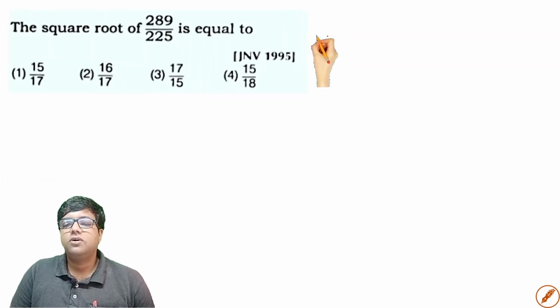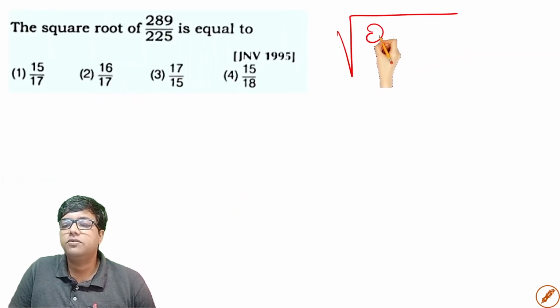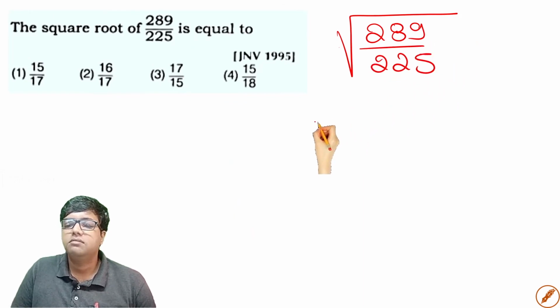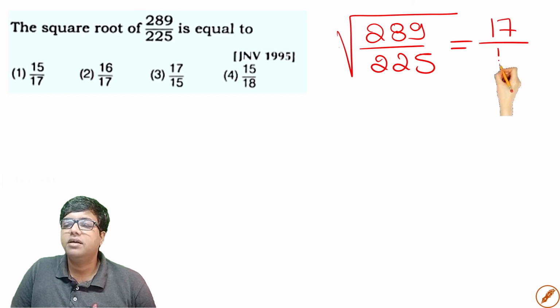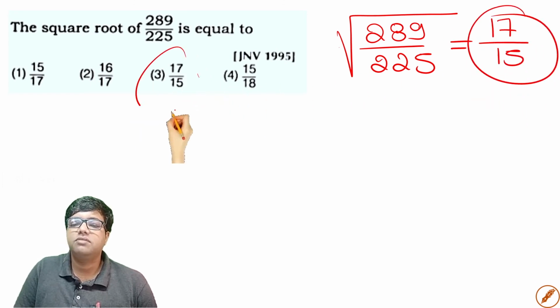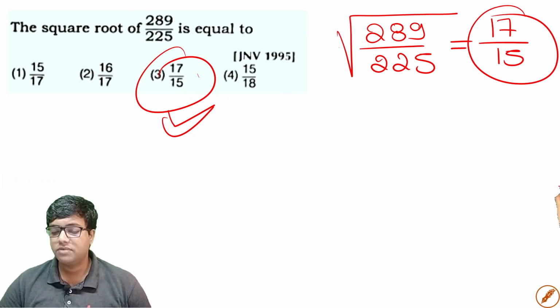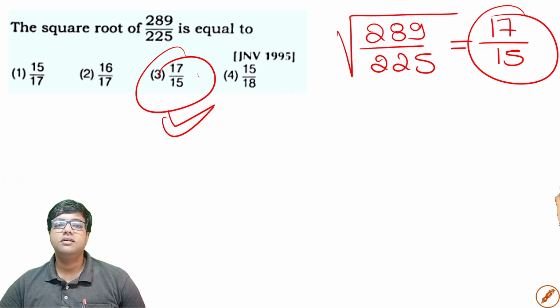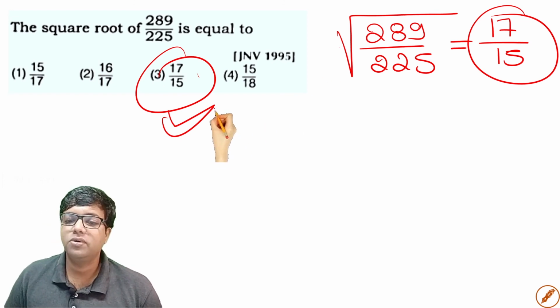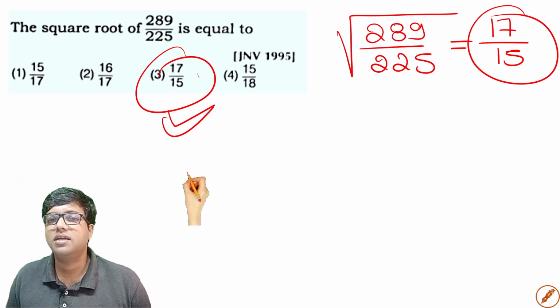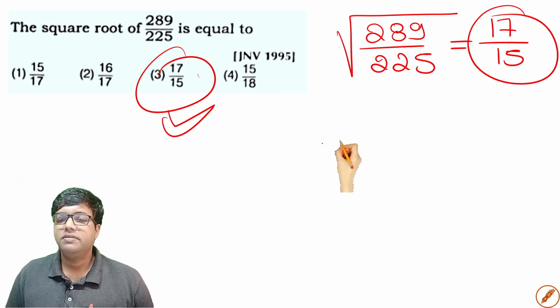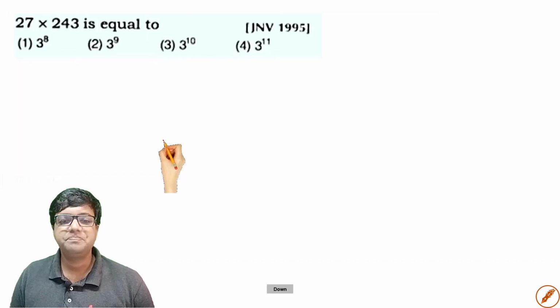Square root of 289 by 225, which is equal to 17 by 15. 17 by 15 is the right answer. I told you earlier you need to learn by heart all the squares from 2 to 30. Okay, so if you know the values, this is just a 3-second question to answer. 17 by 15 is the right answer for this question.